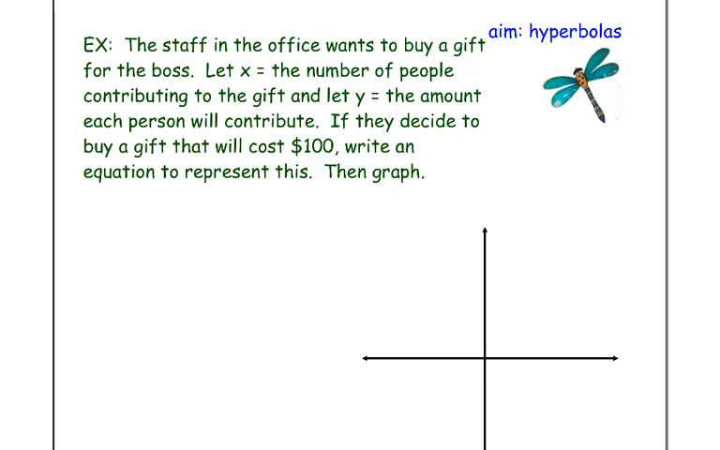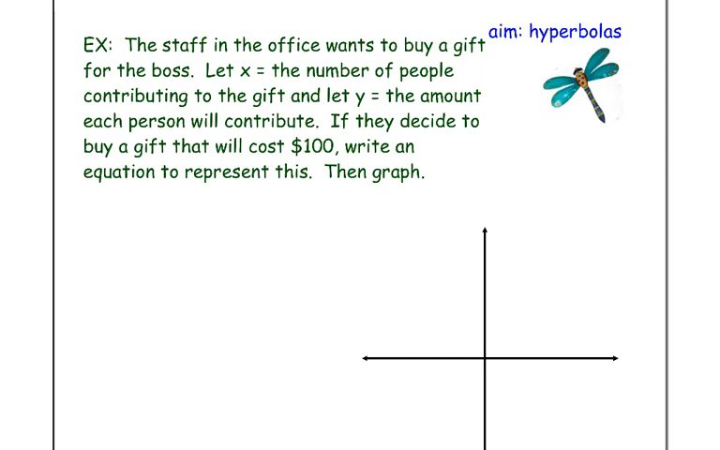Let's read this next example. The staff in the office wants to buy a gift for the boss. Let x equal the number of people contributing to the gift, and let y equal the amount each person will contribute. If they decide to buy a gift that will cost $100, write an equation to represent this, then graph. Why don't you take a minute, write an equation, see if you can come up with some points and sketch the graph, and then play the video once you're done.